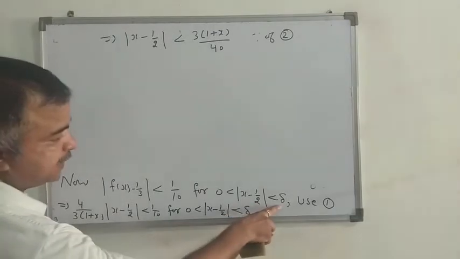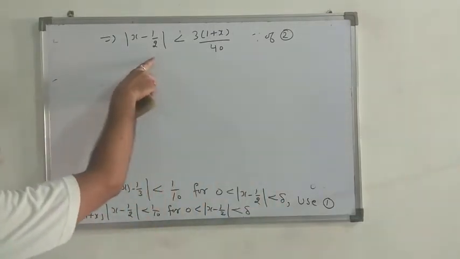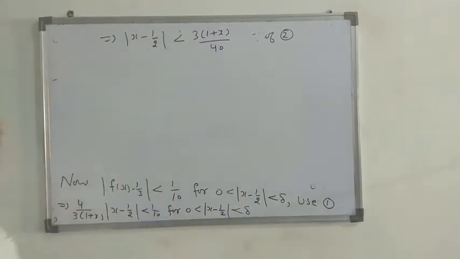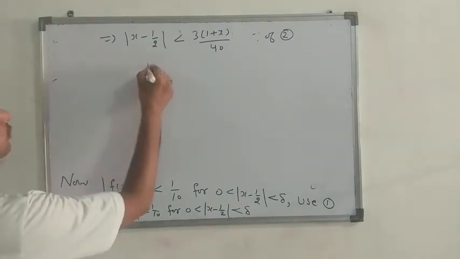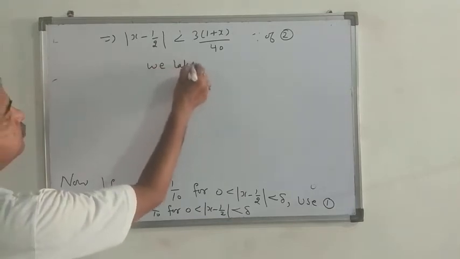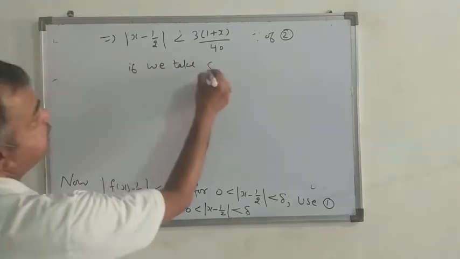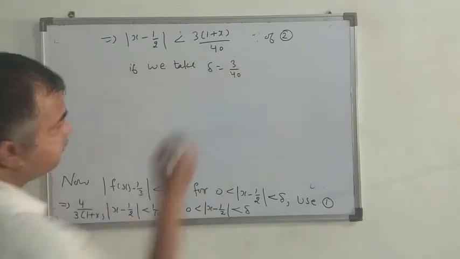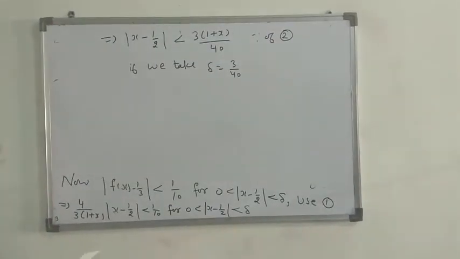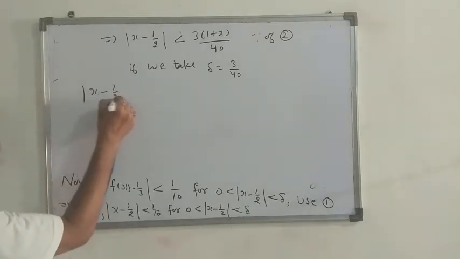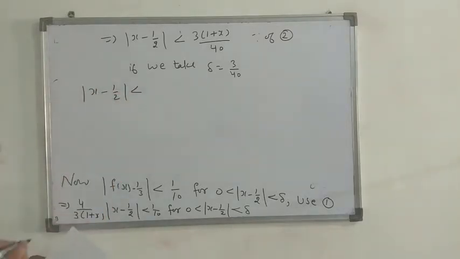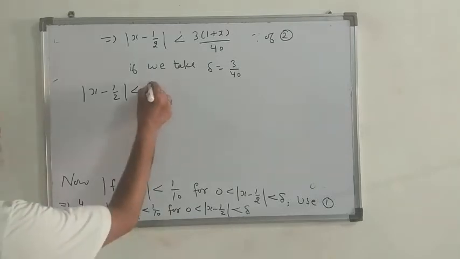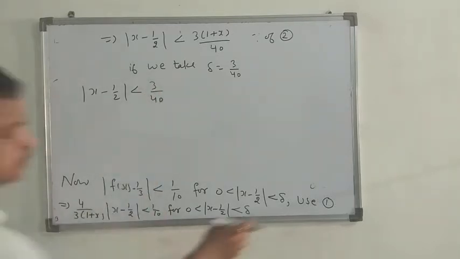Here |x − 1/2| is less than delta. Here also I get |x − 1/2|, and here is the number 3/40. So a quick judgment gives us, if we take delta equal to 3/40, then |x − 1/2| is less than 3/40. So we have taken delta equal to 3/40.